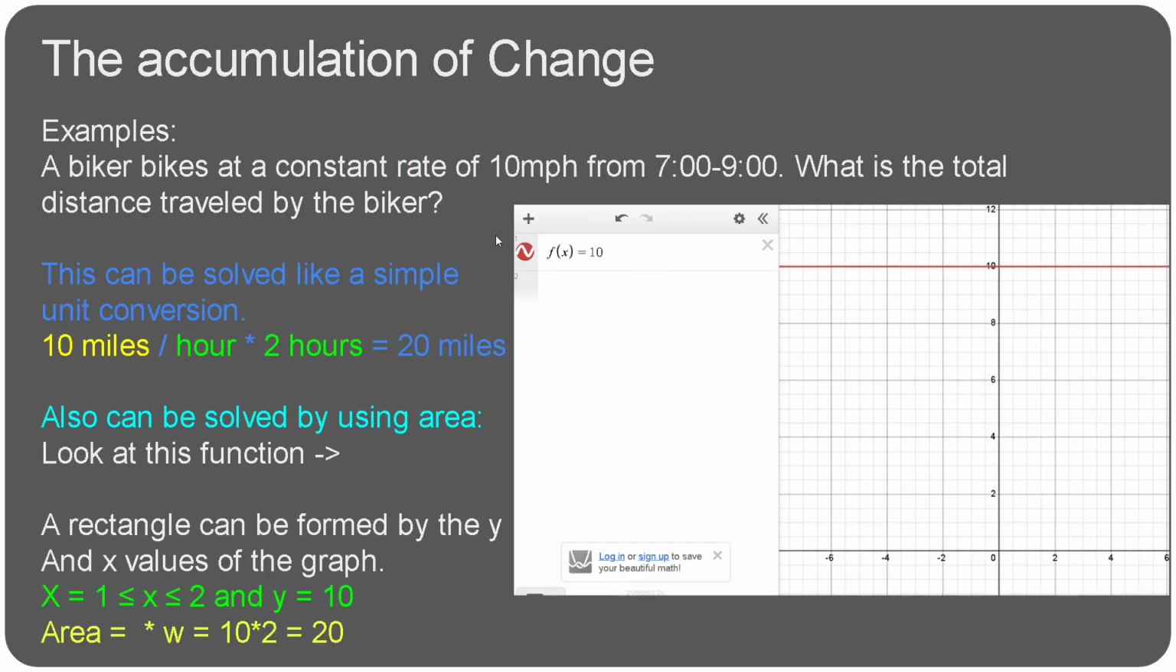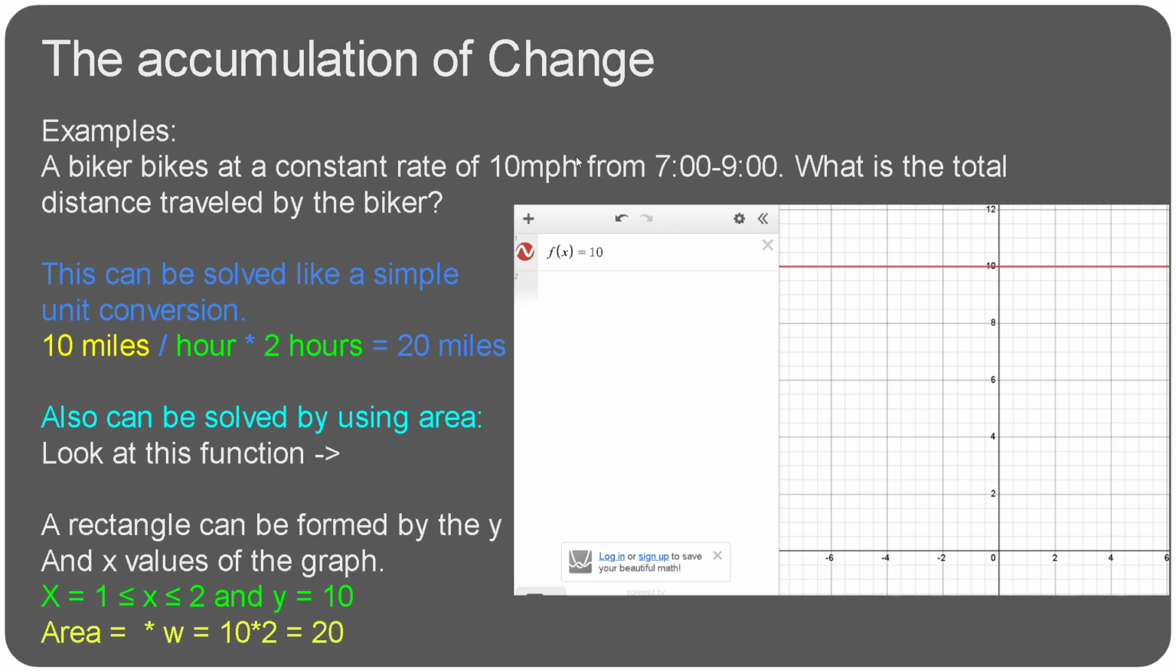So let's talk about the accumulation of change. Let's take a look at this quick example where a biker is biking at a constant rate of 10 miles per hour from 7 o'clock to 9 o'clock. And then we're asked, what is the total distance traveled by the biker?